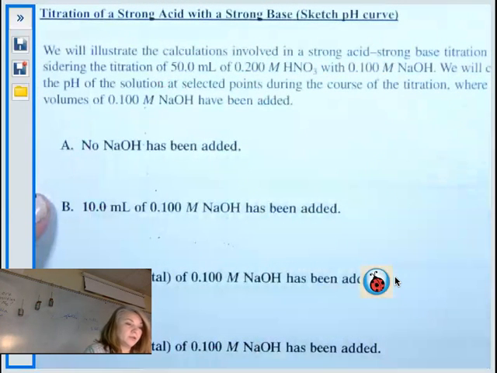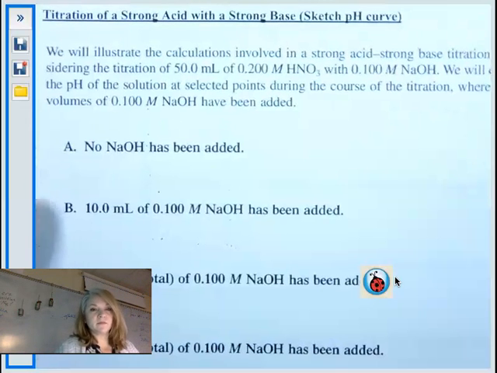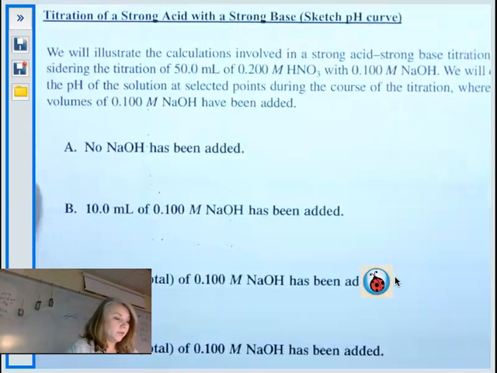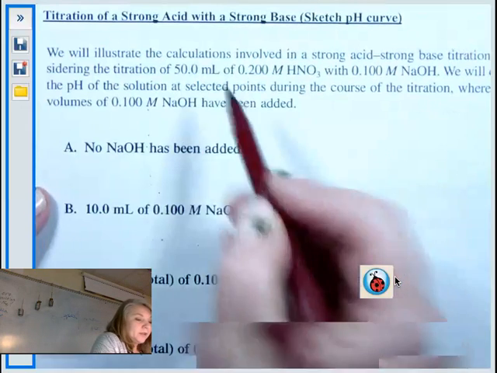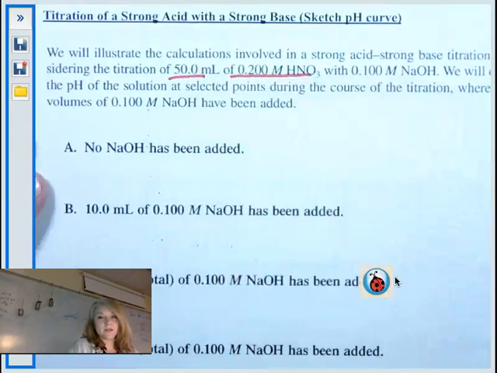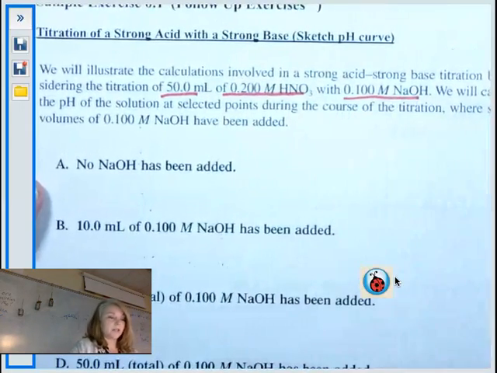Okay, so look at your strong acid, strong base titration. This is going to be sample exercise 1. It says we will illustrate the calculations involved in a strong acid / strong base titration by considering the titration of 50 milliliters of a 0.2 molar nitric acid solution with 0.1 molar sodium hydroxide.